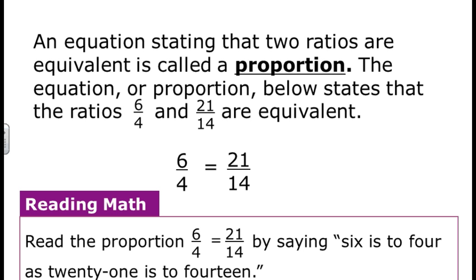Then we have proportions. An equation stating that two ratios are equivalent is called a proportion. So the only difference here is we're going to put an equal sign between them and say that they are proportional. So we know that 6/4 and 21/14 are equivalent. We found that out in the last slide. So now that we know they're equivalent, we can put an equal sign in between them, and that's called a proportion. So you read the proportion 6/4 is equal to 21/14. That's how we're going to read proportions.